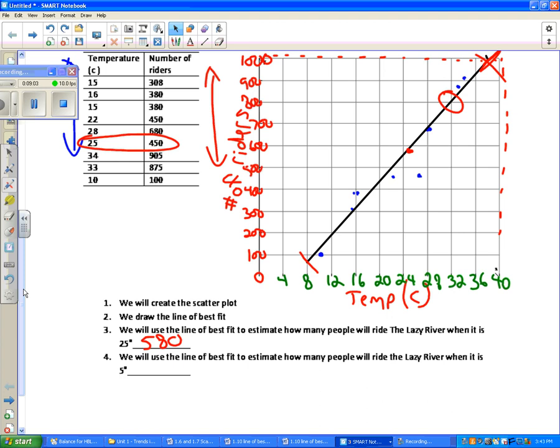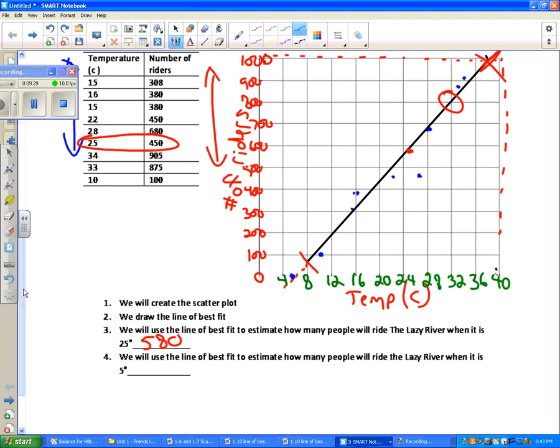If it's 5 degrees, now 5 degrees is not on here, so I'm going to try to figure out what it's going to be for 5. I would extend this line a little bit, find out when it's 5 degrees, and I'm going to find out that I'm not going to have too many people riding it when it's 5 degrees. By the looks of this, I'm going to have maybe about 20. So I'm going to have about 20 people riding it when it's 5 degrees.